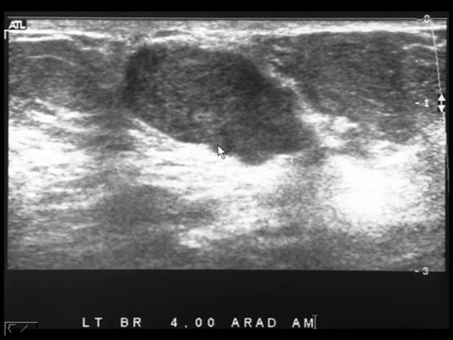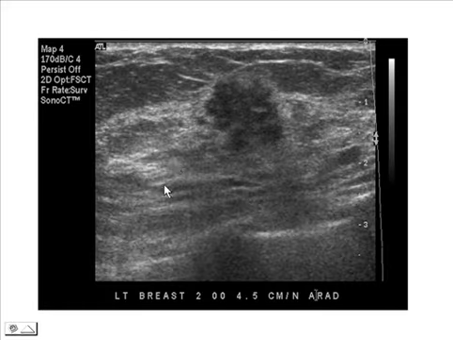So this is a mass which we would recommend a biopsy for. It did prove to be a fibroadenoma, particularly proliferative cellular type, but we would not let this go without biopsying it because of this part of the margin. And then this is just more of that.